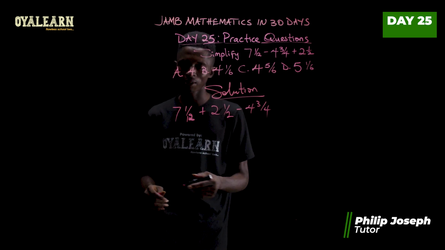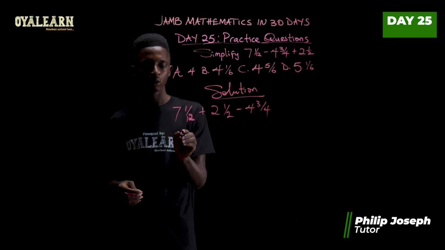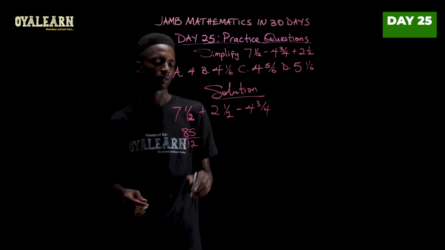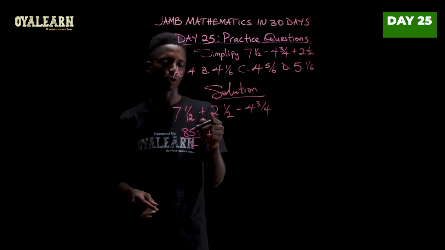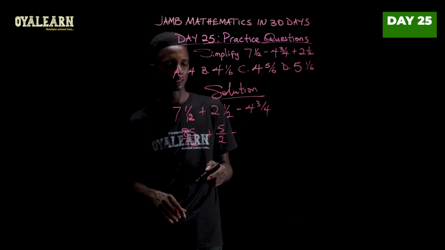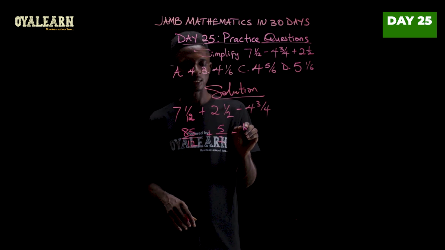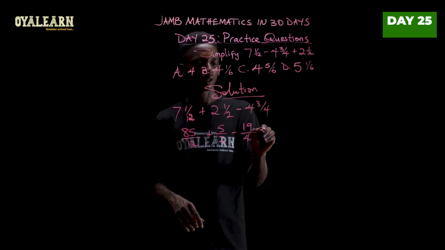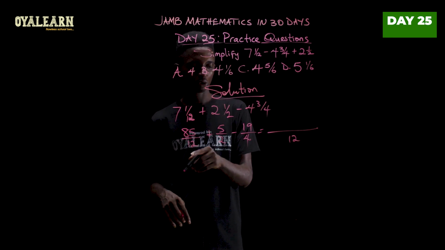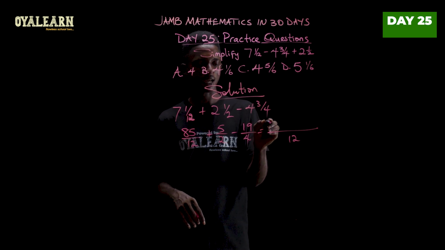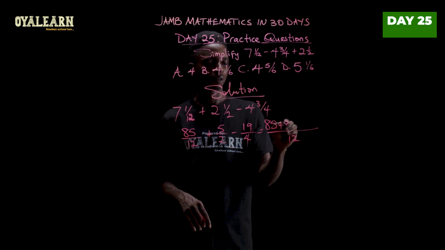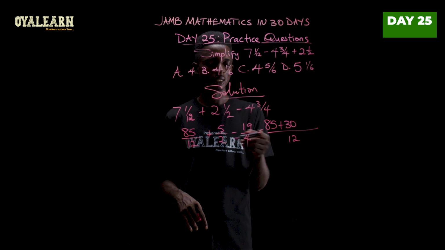Now 12 times 7 will give us 84. 84 plus 1, and then we have 85 over 12, plus 2 times 2, 4 plus 1, that is 5 over 2, minus 4 times 4, 16. 16 plus 3, that is 19 over 4. Now when we take the LCM, the LCM will be 12. Then 12 into 12, 1 times 85 is 85. Plus 2 into 12, 6; 6 times 5, 30. 4 into 12, 3 times 19.